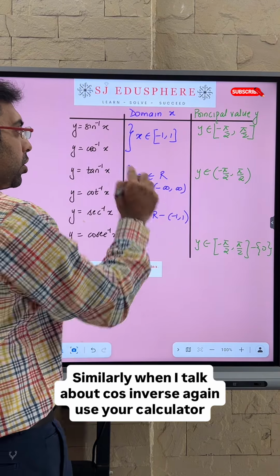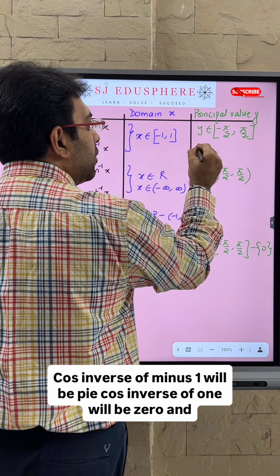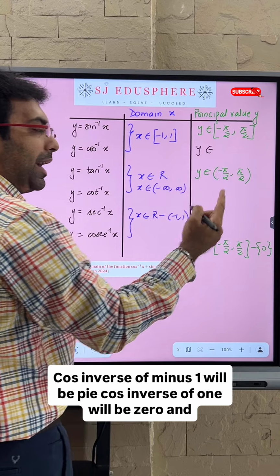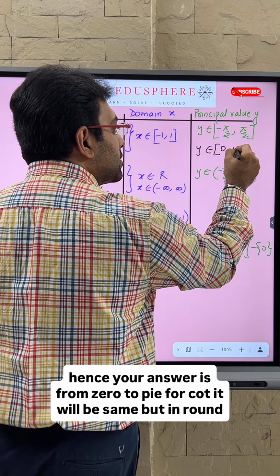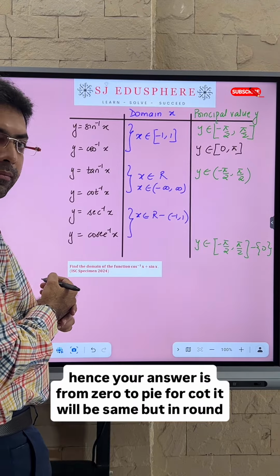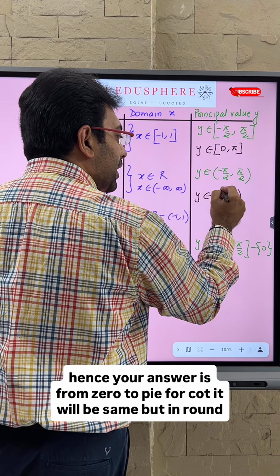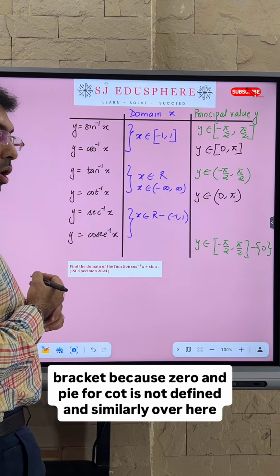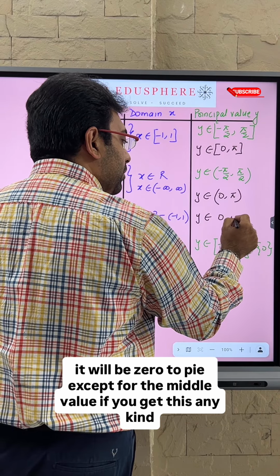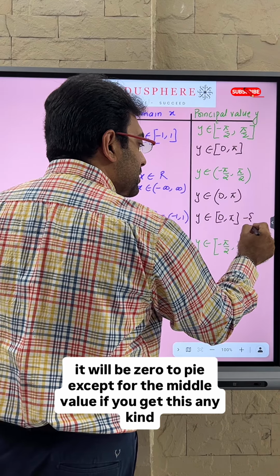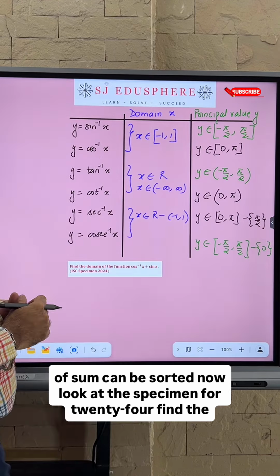Similarly, when I talk about cos inverse, again use your calculator. Cos inverse of -1 will be pi and cos inverse of 1 will be 0, and hence your answer is from 0 to pi. For cot, it will be same but in round bracket, because 0 and pi for cot is not defined. And similarly over here, it will be 0 to pi except for the middle value. If you get this, any kind of sum can be sorted.